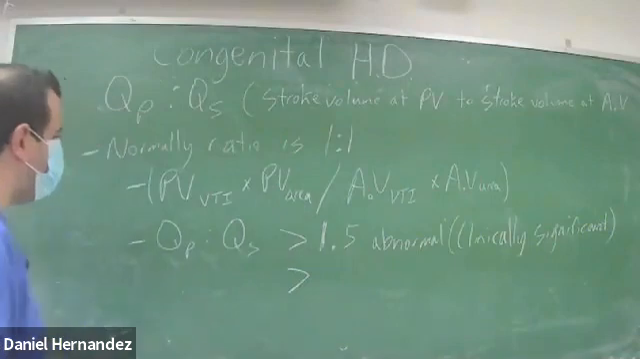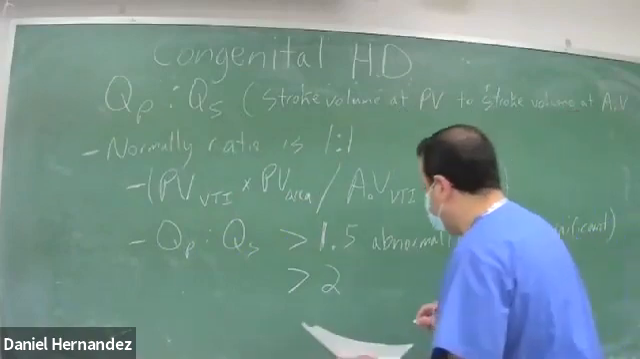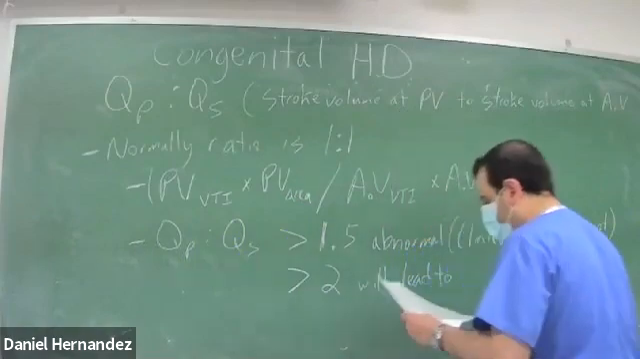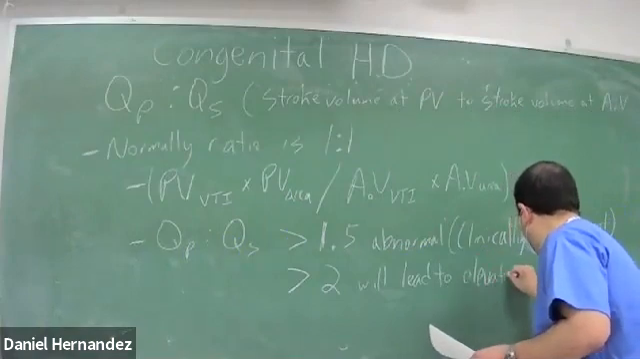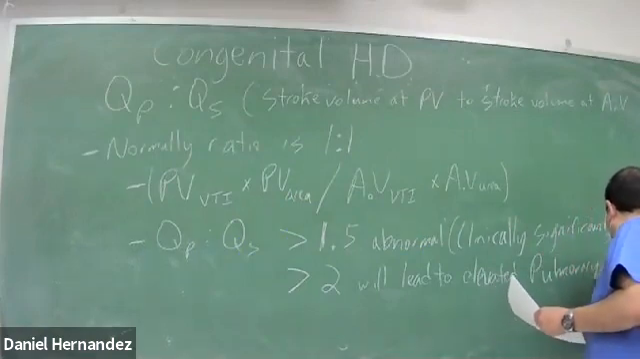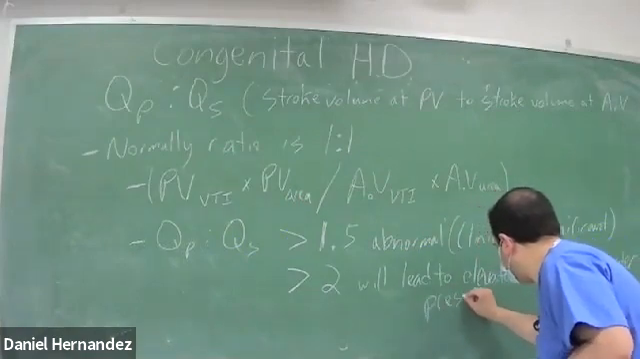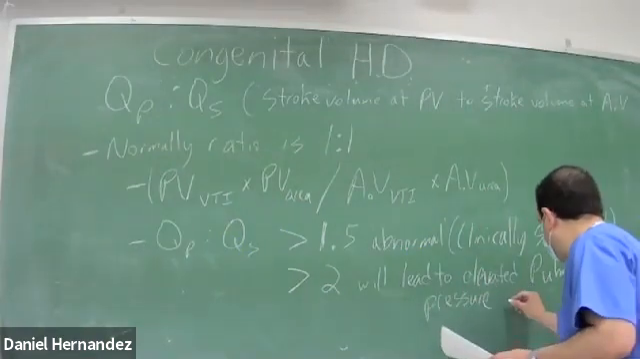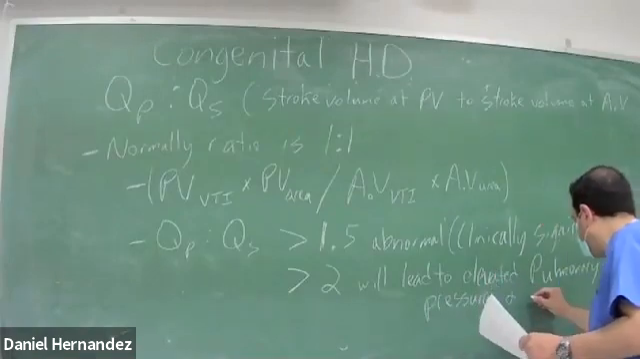QP to QS ratio greater than 2 will lead to elevated pulmonary artery pressure and needs repair.